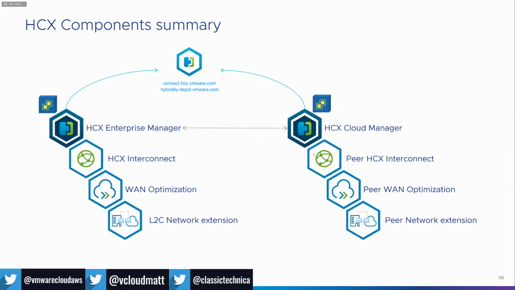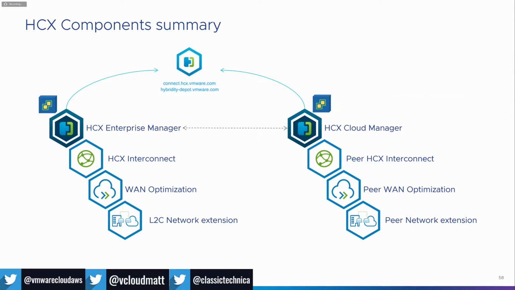So let's talk about the next components. Once we have our site paired, we then have these three components. And really, like I said, there's two main components. The WAN optimization is essentially a sub-component of the interconnect. Each one of these components, the interconnect and the L2C network extension, represent the key functions of HCX.